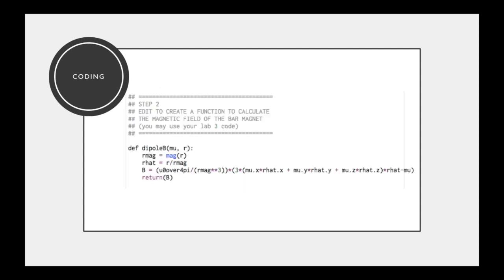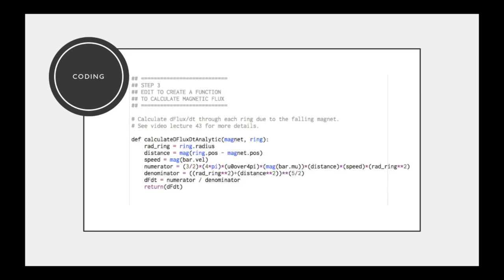In step 2, a function is created to calculate the magnetic field of the bar magnet. Also, a function is created to calculate the magnetic flux of each ring due to the falling magnet. Next, the gravitational force on the magnet, the current in each ring, the B field at each ring, and the magnetic force on the magnet are calculated.